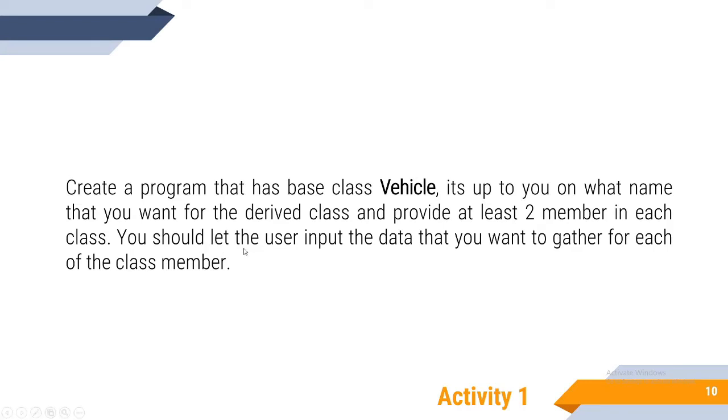Okay, so you should let the user input the data that you want to gather for each of the class member. Make sure that you input data and provide output, not just providing input without having an output, right? You need to write the data, then after writing all the data, if you run the program, there will be an output below the inputted data from above. I hope you will understand this activity.